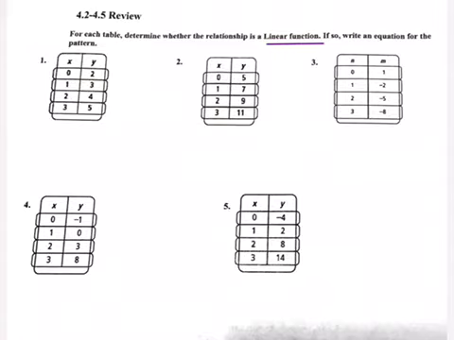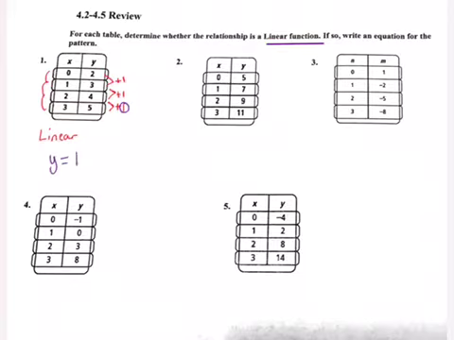So for the first one, we look and our x values are changing by 1. That's what we want. So we look at the change in our y's. Well, the change in y's, we are adding 1 each time. And since this is a constant addition, we know that this is definitely linear. And then we have to recognize that this 1 is the slope of our line. So we start our equation.